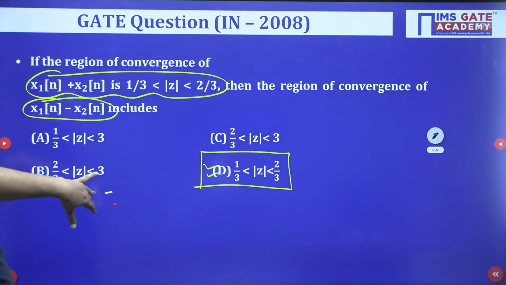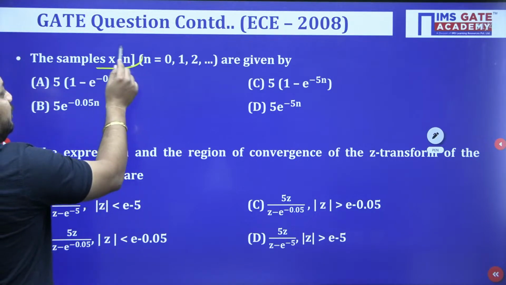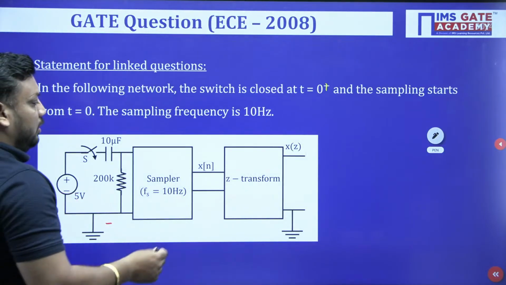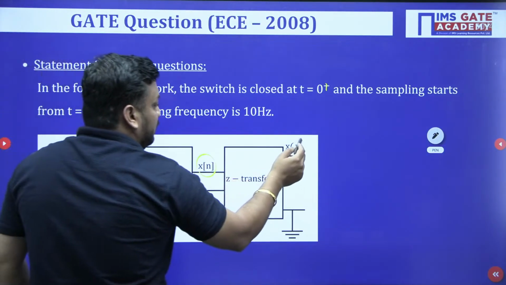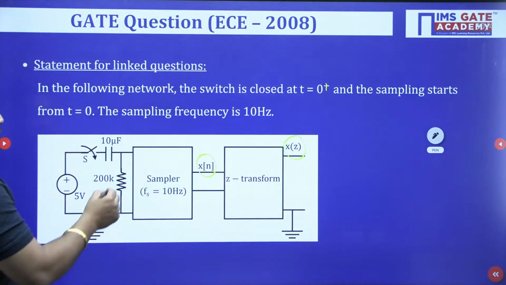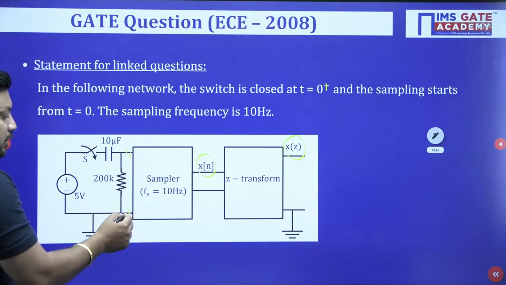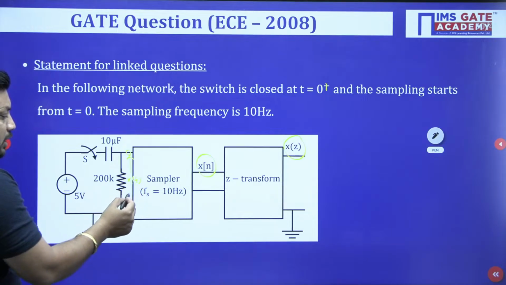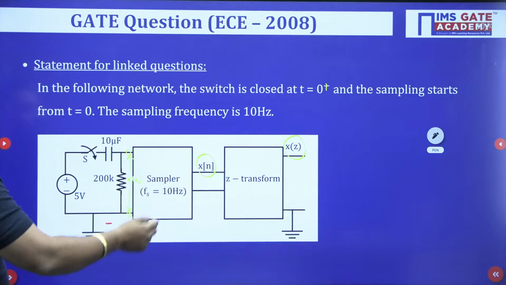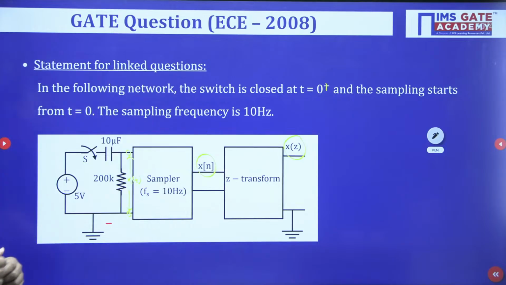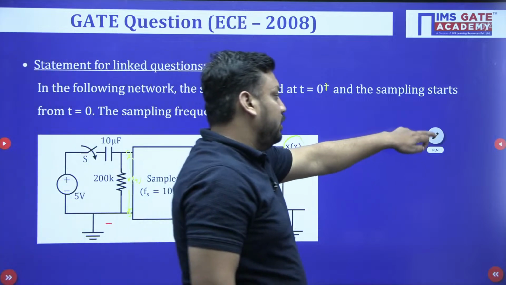Now what is the examiner asking? The examiner is asking for the samples x[n] and the Z transform of x[n], this x[n] and this X(z). So from this diagram, first of all, you have to find the output of the electrical network. If you somehow find the output of the electrical network, represented as x(t), then after performing sampling on x(t) you will get x[n]. So what should I do here, guys?